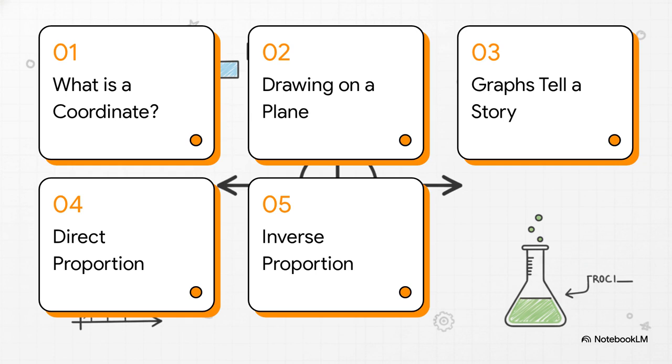So, here is our plan for today. First, we'll figure out what a coordinate is. Then, we'll learn how to draw on a flat surface, which we call a plane. After that, we'll see how graphs tell a story. And finally, we'll look at two cool patterns, direct proportion and inverse proportion. Don't worry, we'll go step by step. It's going to be fun.